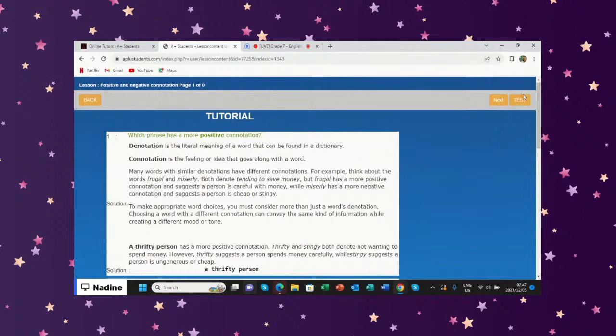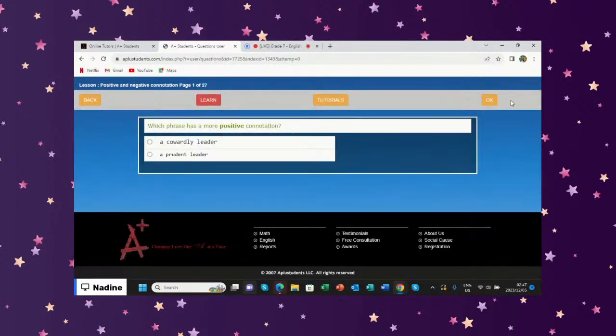All right, so now we're going on to our test. Which phrase has a more positive connotation? Is it a cowardly leader or a prudent leader?